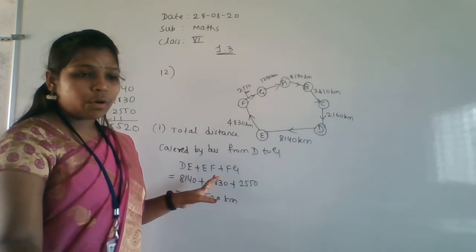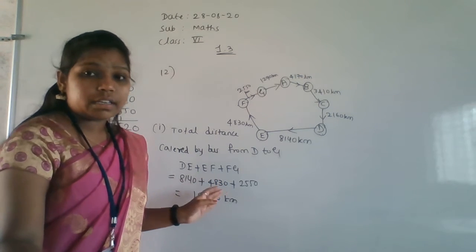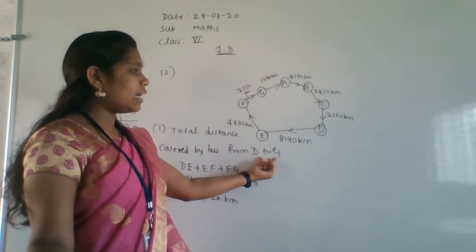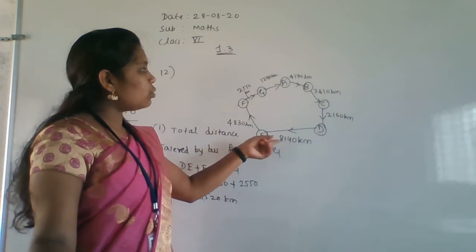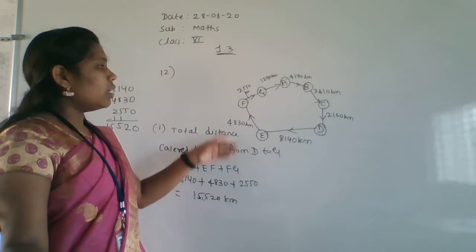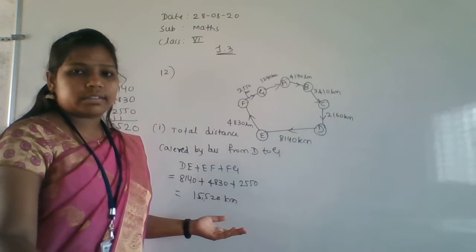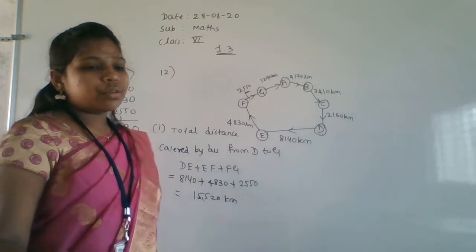Like that you have to do. Getting everyone? I hope everyone is getting it, because it's a very easy problem. Whatever points they give, we just take those two points. In between those two, whatever distances are there, we add all the distances. Then you will get the total distance value.